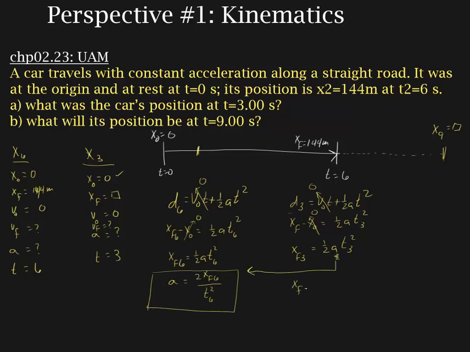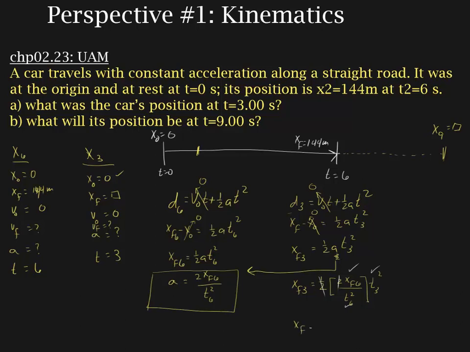So we get x final 3 is equal to 1/2 times the quantity of 2 x final 6 divided by t6 squared. And now we have t3 squared. So this 1/2 cancels with that 2. And if we go through our checklist of information of what we know and don't know, x final 6 is known, that's 144. t3 is 3 seconds, and t6 is 6 seconds. So now we have a solvable problem.